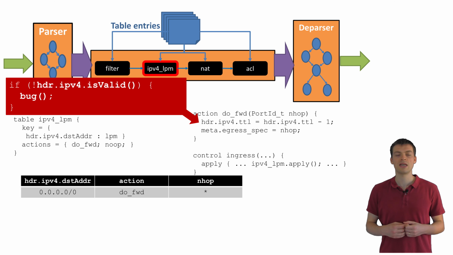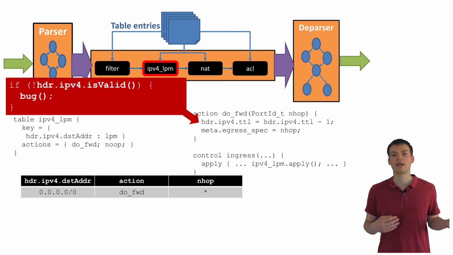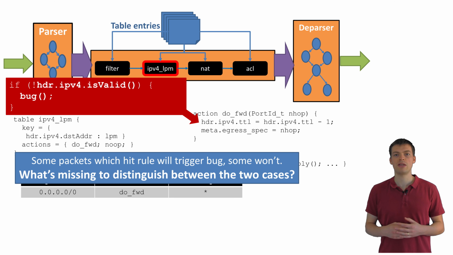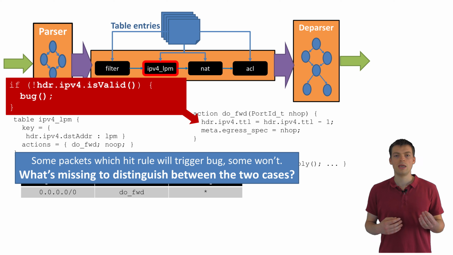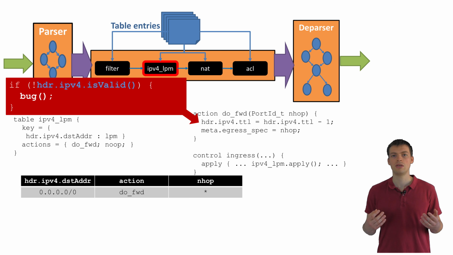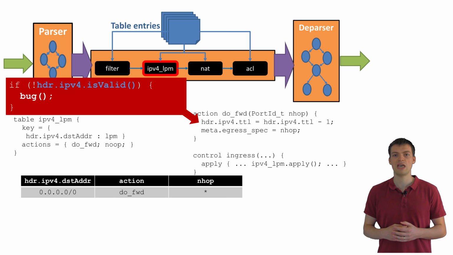Let's take as example this table entry. There are packets which match this table entry and will trigger the undefined behavior, and some of them which don't. It would be great if we could distinguish between these two cases. What's missing to rule out this non-determinism? Well, actually, it's the validity bit of the IPv4 header.